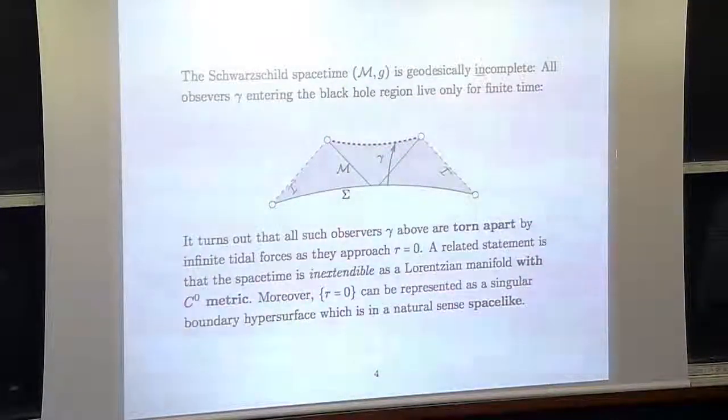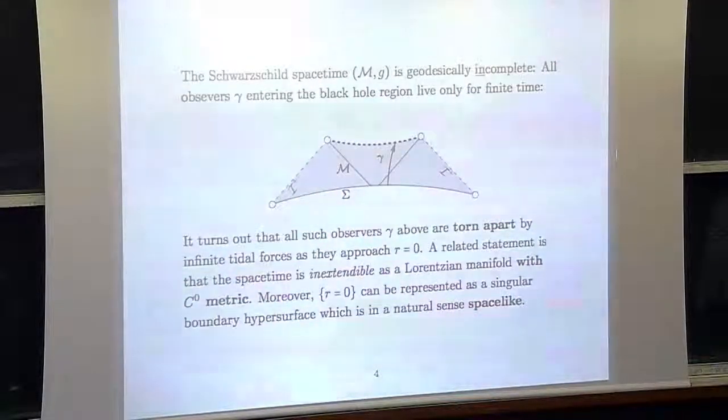But it's not just that they live for finite time. There's a good reason why they only live for finite time. The good reason is that they are torn apart by infinite tidal forces as they approach r equals 0. A related statement is that this Lorentzian manifold (M, g) is inextendable as a Lorentzian manifold with C0 metric. So in a very, very strong sense.